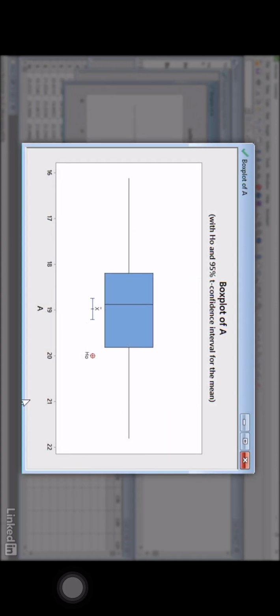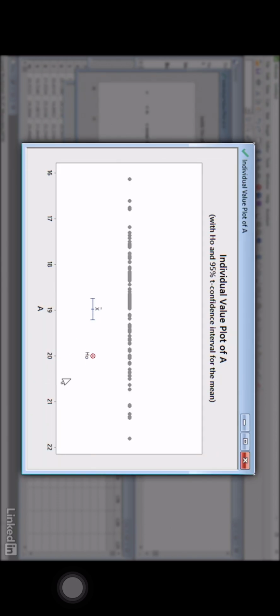And let's go. Okay, here we have the box plot showing the hypothesized mean in the red target symbol and the confidence interval for the data in terms of the population mean. So we see that the confidence interval does not overlap with the hypothesized mean. This means that it is different from 20. Similarly, for the confidence interval over here, for the individual value plot, it does not overlap with the red dot.